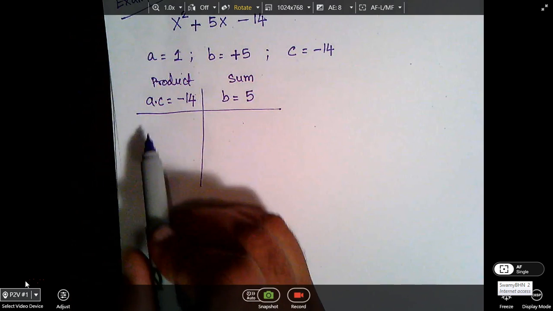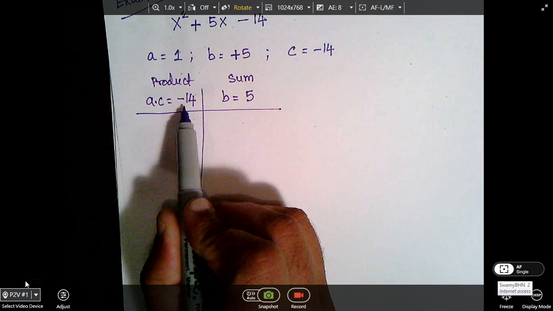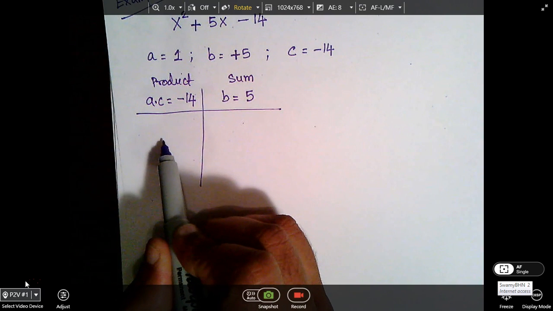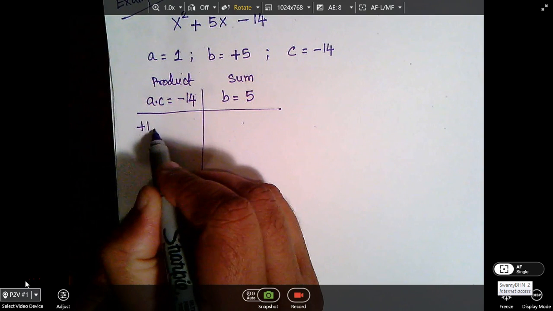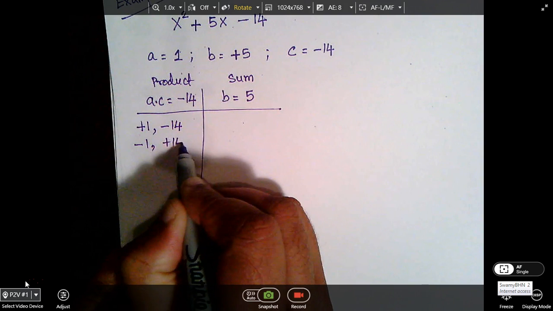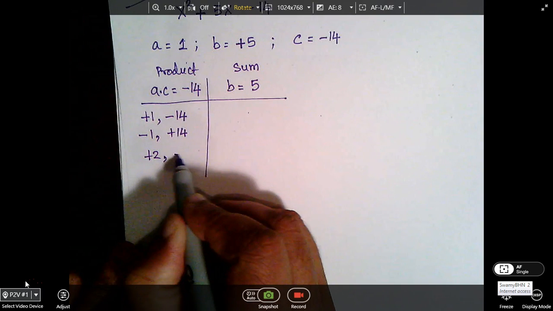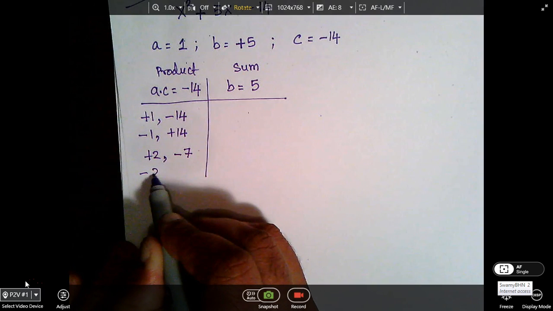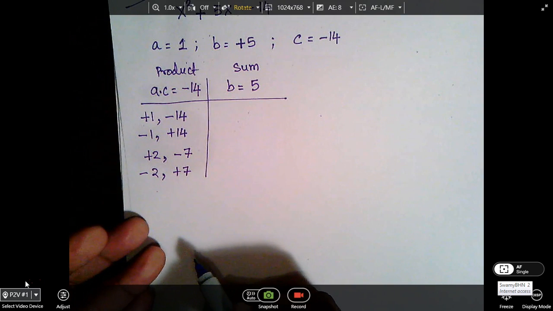Alright. So a times c is negative 14. Now my product is a negative number. That means the factor pair, one number should be a positive number and one number should be a negative number. Then only I will get a negative product. So the possibilities are positive 1 and negative 14 or negative 1 and positive 14. Either way I will get a negative 14. Positive 2 and negative 7 or negative 2 and positive 7. And that's about it. There are no other factors for negative 14.